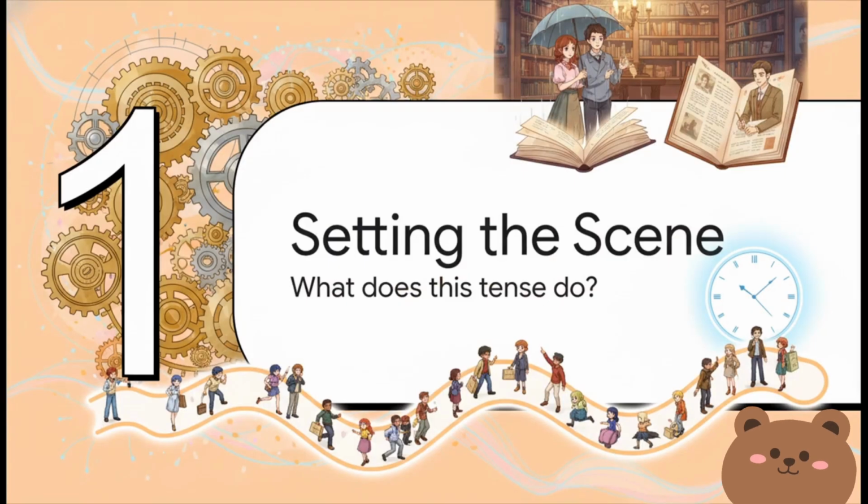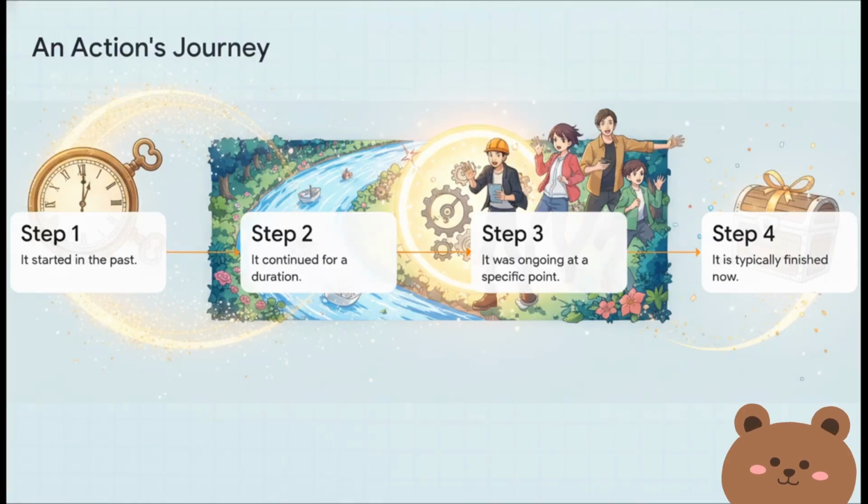Okay, so before we get into all the nuts and bolts of how to build it, let's back up. We need to understand its main job, like what is the past continuous tense really trying to do for us? The best way to think about it is like the journey of an action. As you can see here, it's a four-step story. 1. The action started sometime in the past. 2. It kept going for a while. 3. It was definitely in progress at a specific moment. And 4. That whole journey is usually over and done with now.